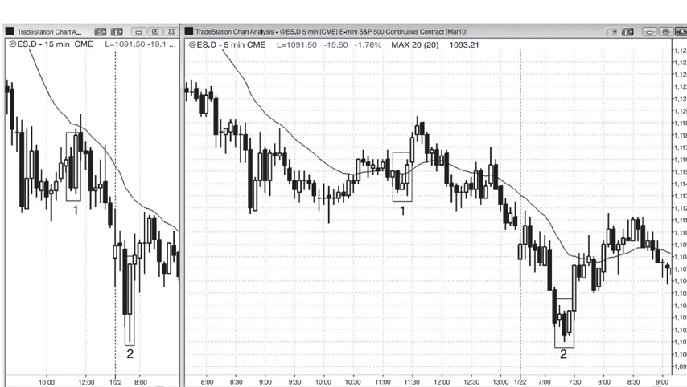Bar 2 was a 2-bar reversal for an opening reversal long. It followed a 1-bar final flag, and there was earlier buying strength in the strong first bar of the day.